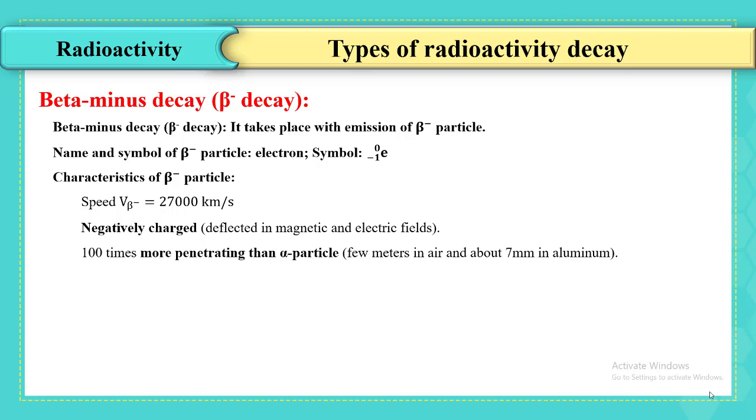The general equation of beta minus decay is shown here, and atom X is decayed into atom Y with emission of an electron. An example is shown below. Carbon-14 is a beta minus radioactive element and it is decayed into nitrogen-14 with the emission of an electron.